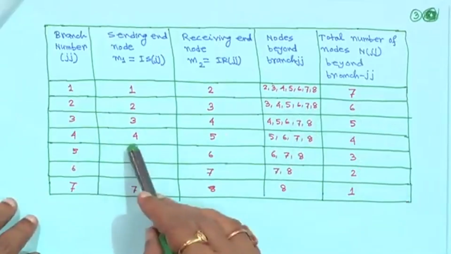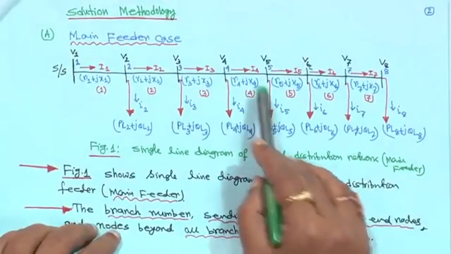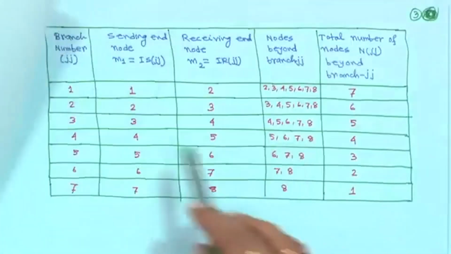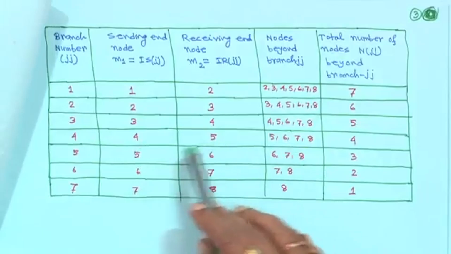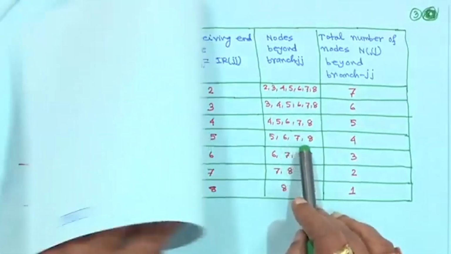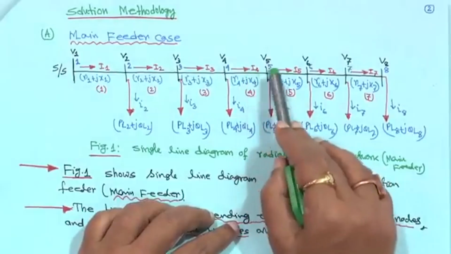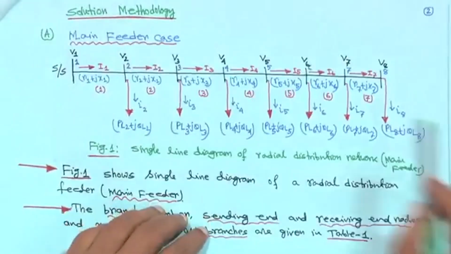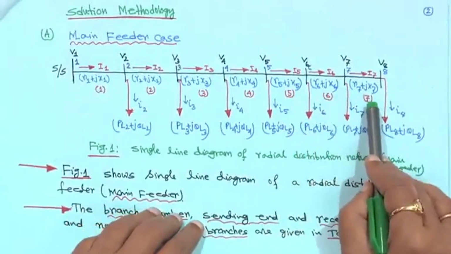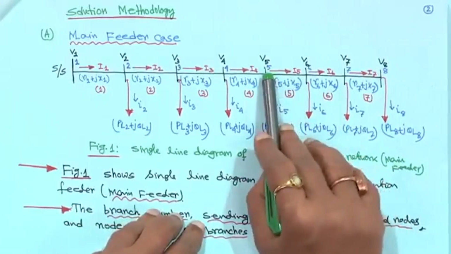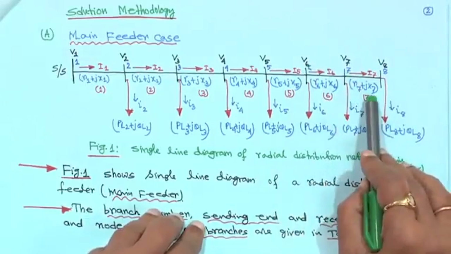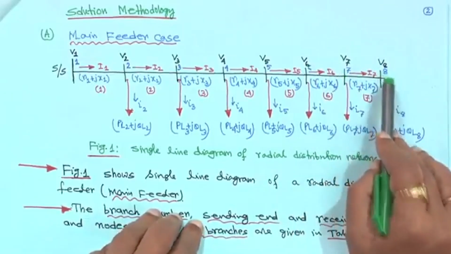Similarly, for branch 4, it is 4 to 5, right. Branch 4 is this one. So, for branch 4 the sending end node is 4, receiving end node is 5. So, 4 5, and the node numbers beyond this branch are 5 6 7 8, and total nodes are 4. Similarly, for branch 5, branch 6, branch 7. For branch 5, this is the sending end node, this is the receiving end node. For branch 6 this will be the sending end node, this will be the receiving end node. For branch 7 this will be the sending end node, this will be the receiving end node, right.